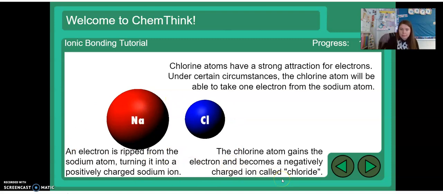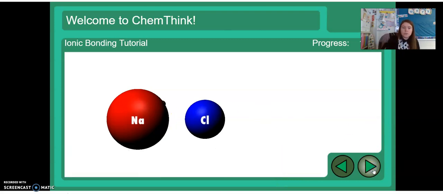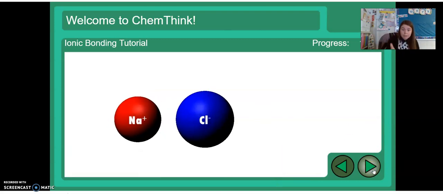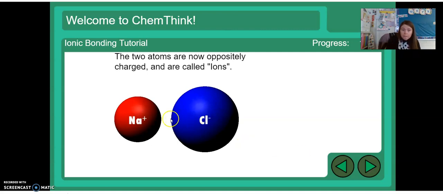And we'll talk about naming in the future, but for now we know that one electron is being stolen from the sodium and given to the chlorine. And we can see that happen. Chlorine becomes negatively charged. It has that extra electron in its valence now. And sodium becomes positively charged because it's lost that electron.